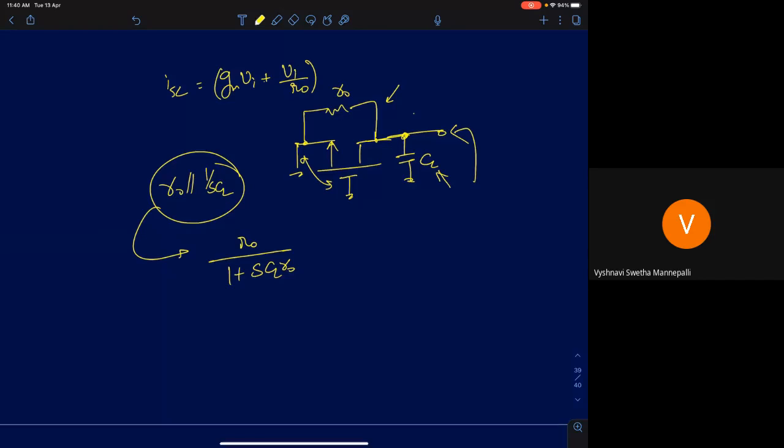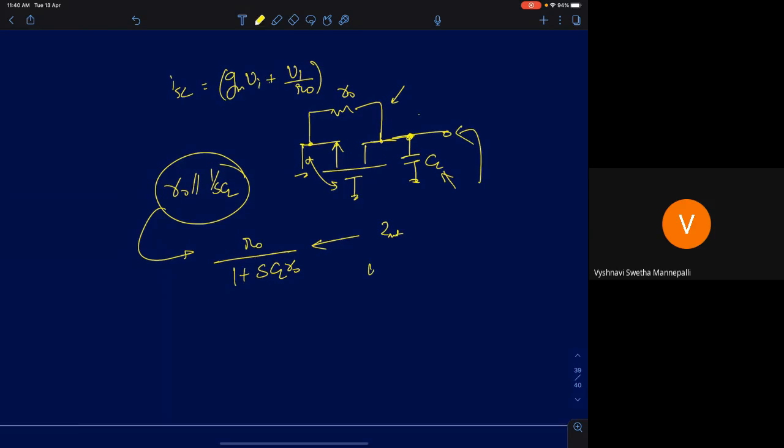So where is the pole for Zout? Is there a pole at Zout? If I ask you what the pole at Zout(s) is, what will be the value of the pole?